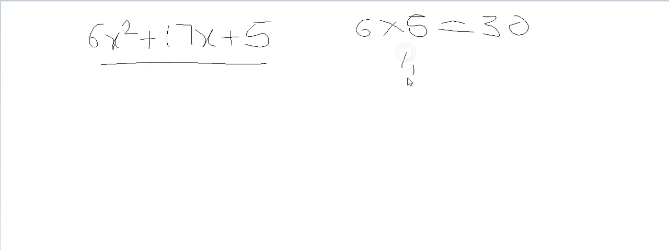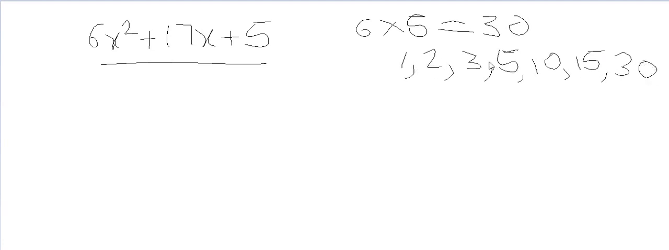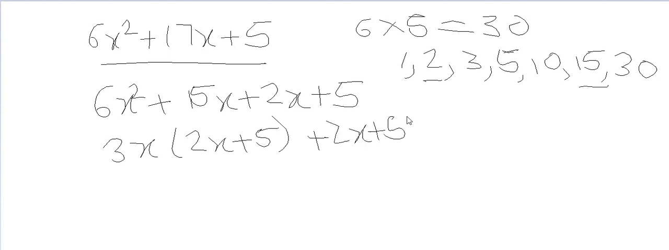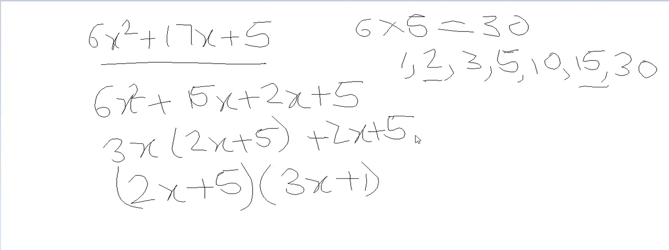Now, we'll see the factors of 30. That is 1, 2, 3, 5, 10, 15, and 30 itself. Now we have to choose two terms whose product is 30 and the sum should be equal to the middle term, that is 17. So we can clearly see that these two terms can be 2 and 15. So we write this expression as 6x squared plus 15x plus 2x plus 5. We take 3x in common, we get 2x plus 5, plus 2x plus 5. So we have 2x plus 5 in common and we get 3x plus 1. So this is how we used to factorize a quadratic polynomial by the splitting method.